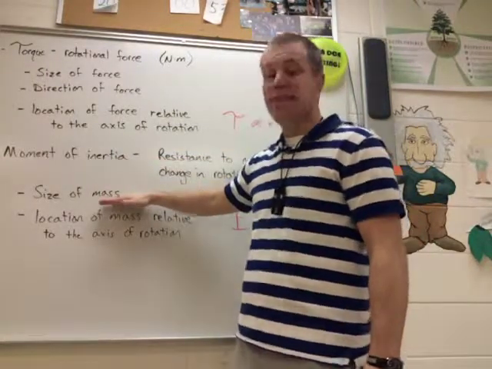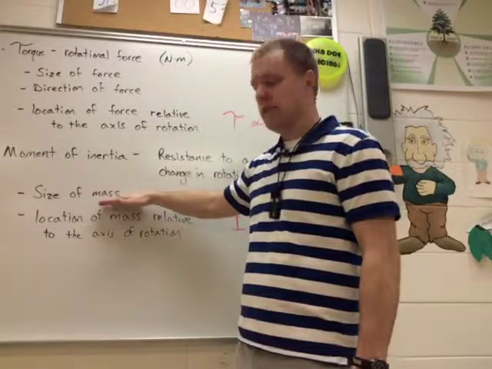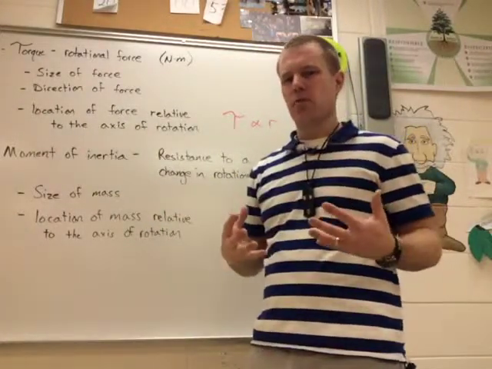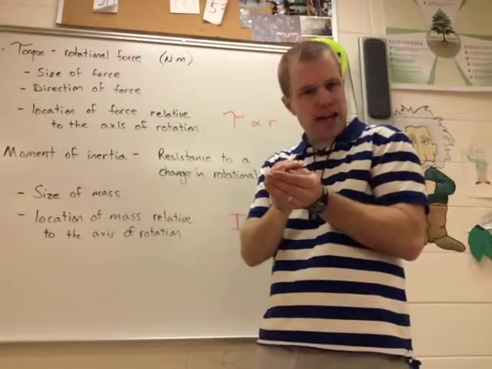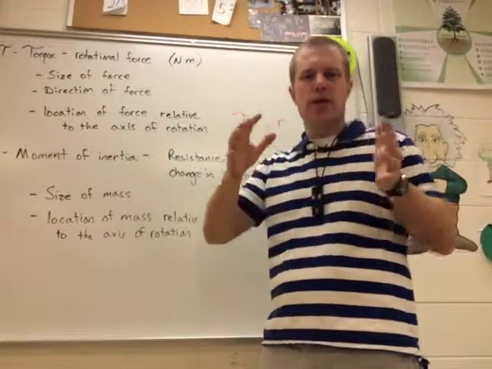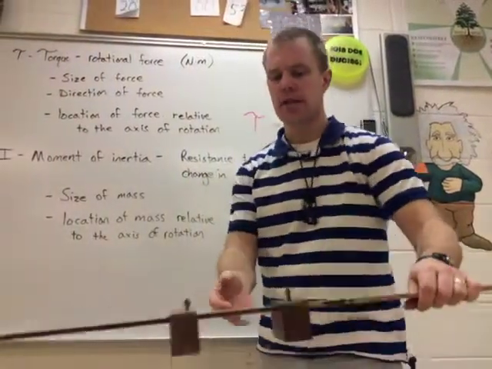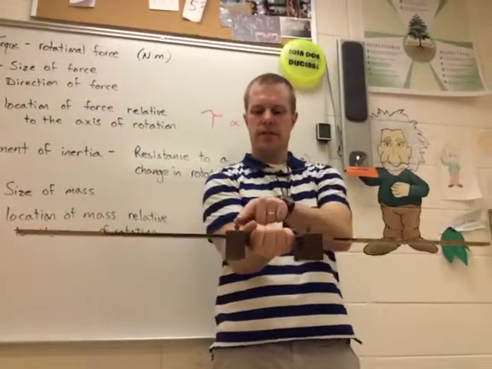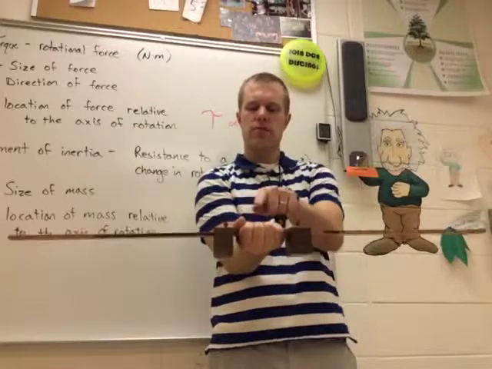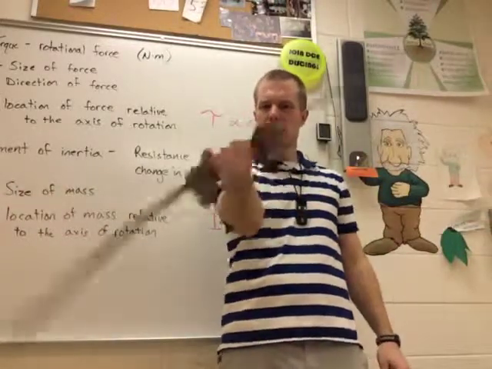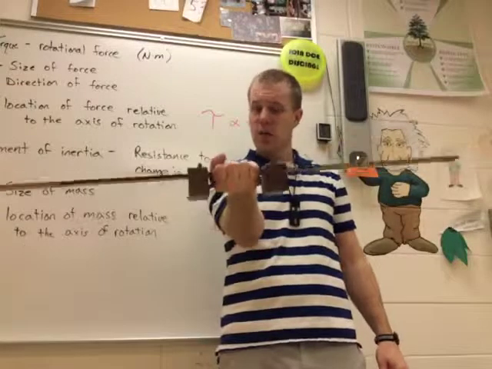So it's dependent on the size of the mass, same as with linear, but it's also dependent on where is that mass located. Is it located close to the axis of rotation, or is it located far from the axis of rotation? So let me do a quick demo to show this. So here I have a stick with two masses that are fairly close to where my hand is. I'm going to just rotate this back and forth. And you can see that it rotates fairly easily and quite quickly.